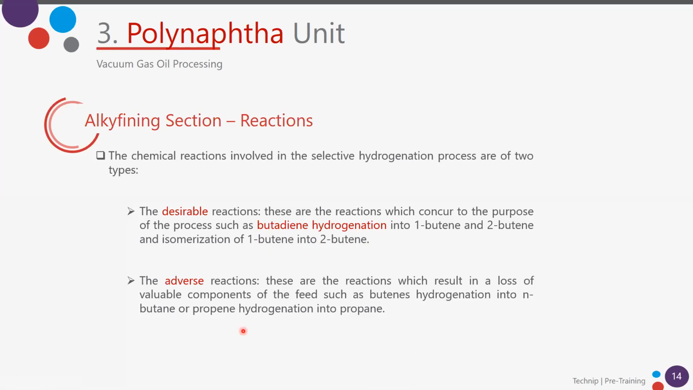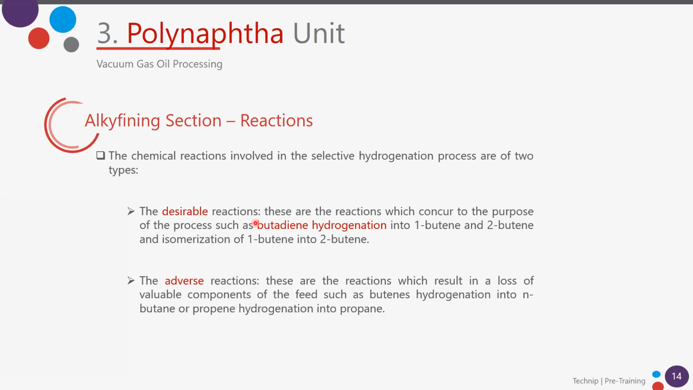Of course, we'll have reactions that we don't want. These reactions will result in a loss of valuable components of the feed, such as butene hydrogenation into n-butane or propene hydrogenation into propane. As you have hydrogen, you have the risk to hydrogenate the components that you don't want to hydrogenate, because you have to have these olefins for the next section, for the oligomerization. So that's why we call them adverse reactions, because we will use these compounds in the next section, in the oligomerization section.